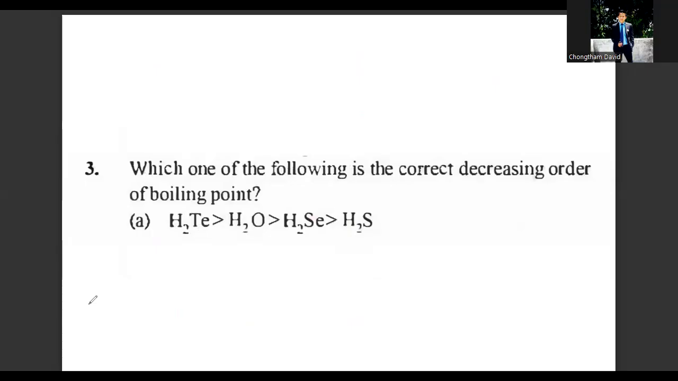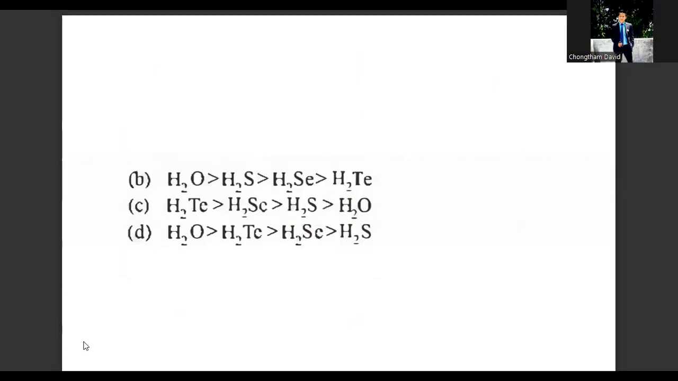Which one of the following is the correct decreasing order of boiling point? So you are given hydrides of group 16. You know the common name of group 16 is chalcogens, right? So question number 3, I'm going to give you some more options in the next slide. Water, hydrogen sulfide, selenium hydride, tellurium hydride. You're given different kinds of hydrides in the decreasing pattern.